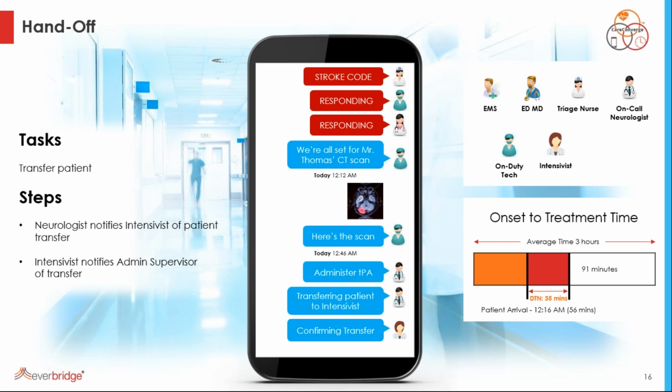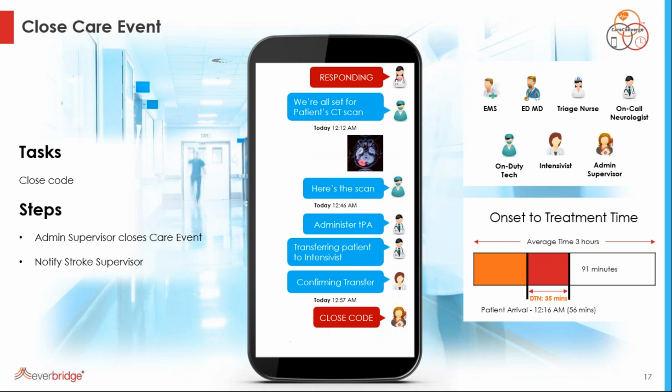But the story doesn't have to stop here, right? We can do the handoff to the intensivist as the next phase. All that history is immediately available to the intensivist. We can notify the admin supervisor of the transfer. And then lastly, we can close out the case. That not only creates a summary report of what happened, but that summary information can be shipped off to our stroke supervisor saying, hey, we had a stroke here based on the protocol that we've set in place here.